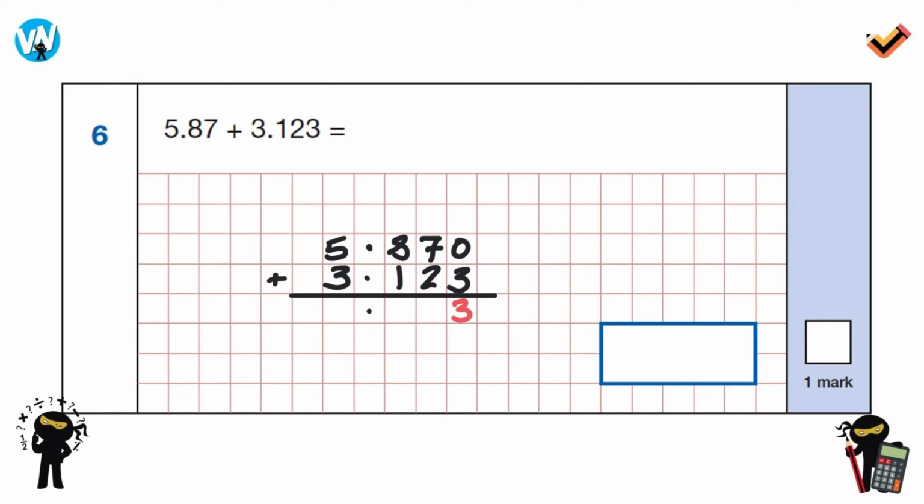0 add 3 is 3. 7 add 2 is 9. 8 add 1 is 9. 5 add 3 is 8. And then we must put the answer into the box. I know someone told me I need a little catchphrase for this. I'll have to go back to that. But we don't get the mark unless it ends up in this box. So we have 8.993. And we're really trying to make sure that this is extremely clear.